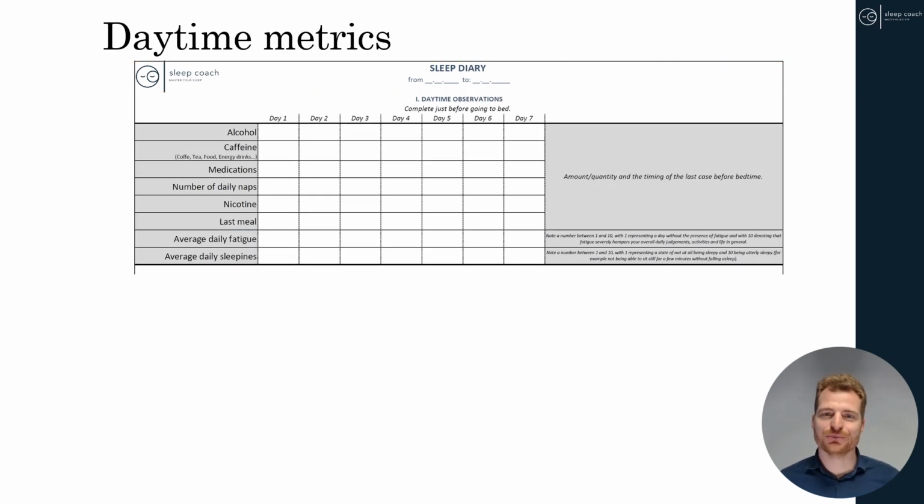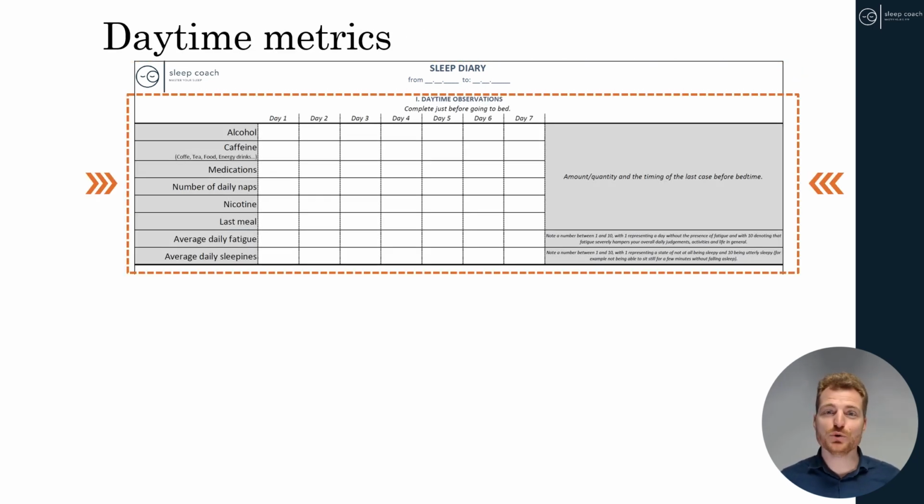The second section are the daytime metrics. Those metrics give us an overview of the common influencers or consequences of the ability to sleep that occur during the waking stage. Here, write the amount or quantity and the timing of the last case you ingested them before bedtime. For caffeine, keep in mind that it's not only in coffee, but also in teas, foods, supplements, and energy drinks. If you take any naps, write how many and the total sleep amount.